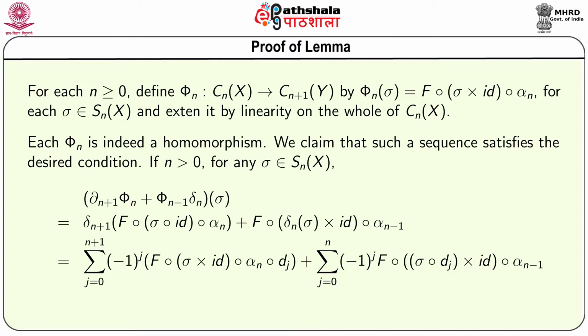So, for each n greater than equal to 0, we can define a function phi n from Cnx to Cn plus 1y given by phi n on any generator sigma is equal to F composed sigma times identity composed alpha n. And we extend this function by linearity on the whole of Cnx. Each phi n is indeed a homomorphism. We claim that such a sequence satisfies the desired condition.